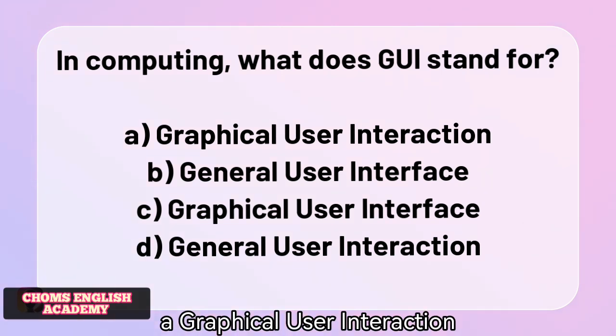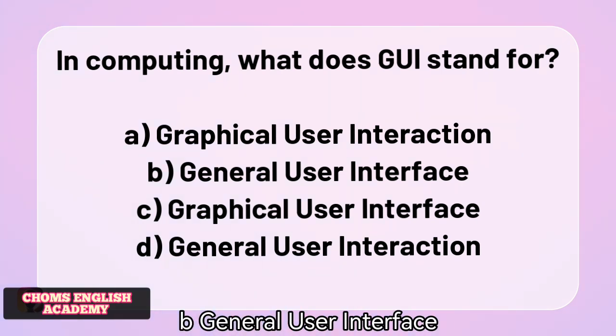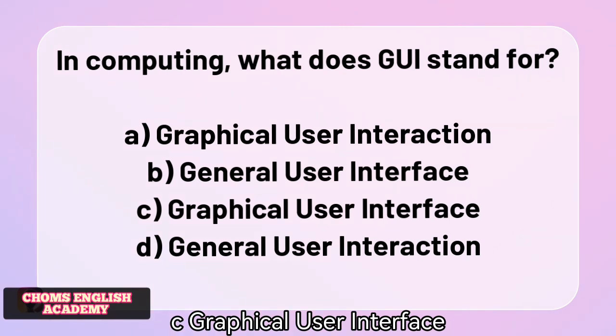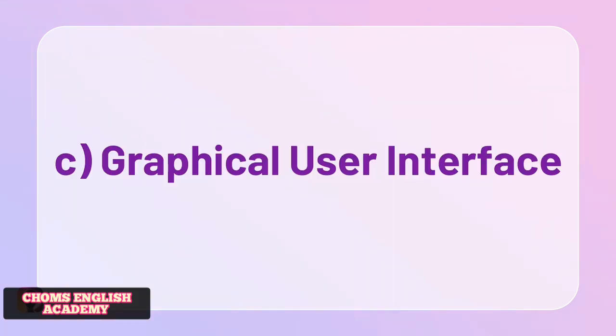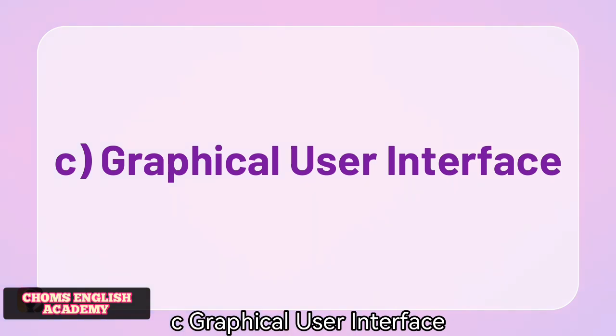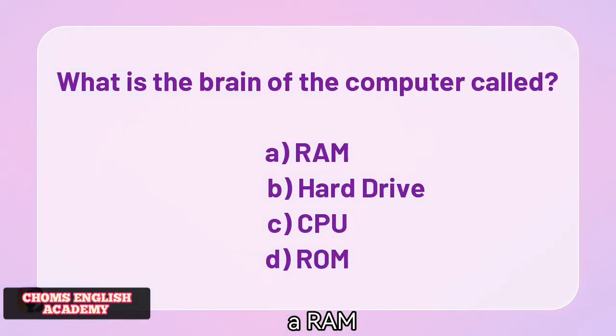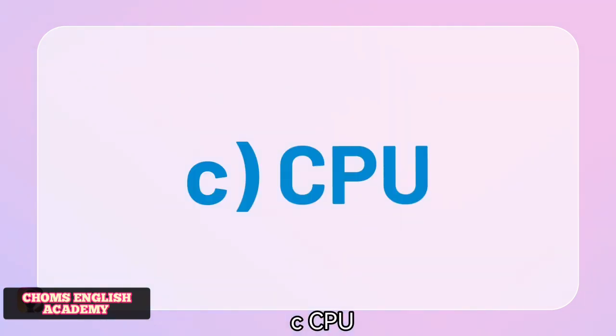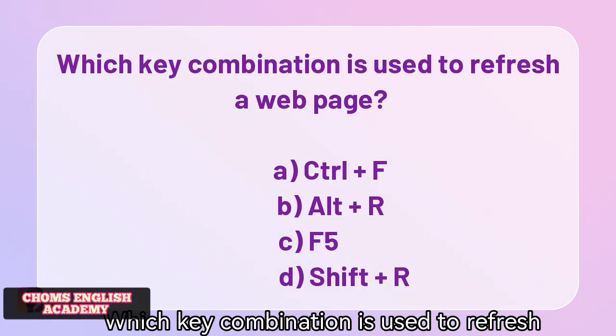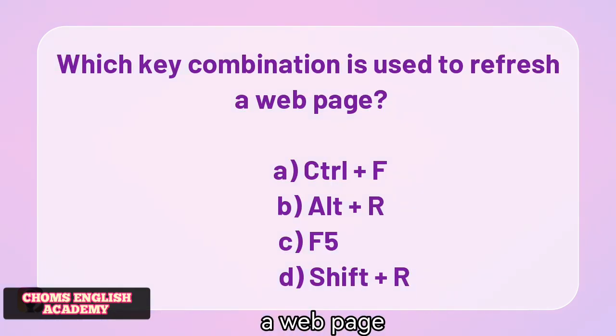A. Graphical User Interaction. B. General User Interface. C. Graphical User Interface. D. General User Interaction. Answer. C. Graphical User Interface. What is the brain of the computer called? A. RAM. B. Hard drive. C. CPU. D. ROM. Answer. C. CPU. Which key combination is used to refresh a web page?